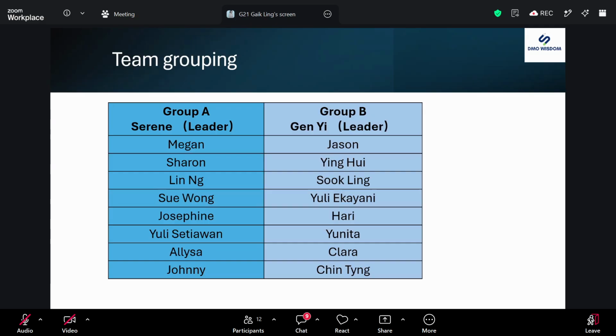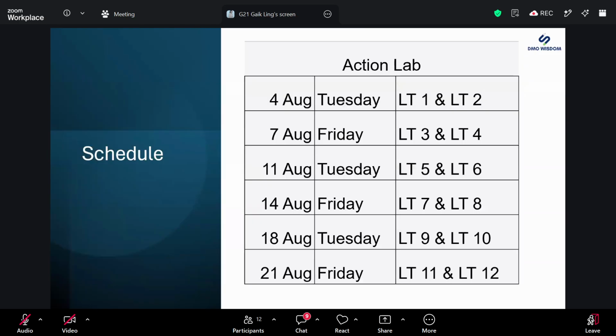All right, so this is group A and group B, and what you need to know are these dates, and these are the Life 2 we are going to discuss. Life 2 1 and 2 will be the first session. Life 2 3 and 4 will be the second session. Those who are not able to attend, just inform your leaders, but you all can still participate in the discussion about how you're going to apply this Life 2.